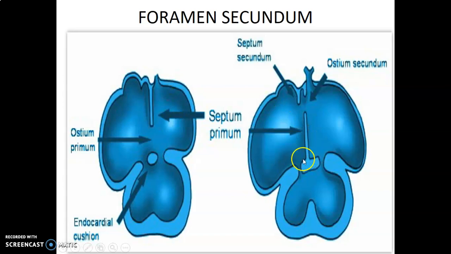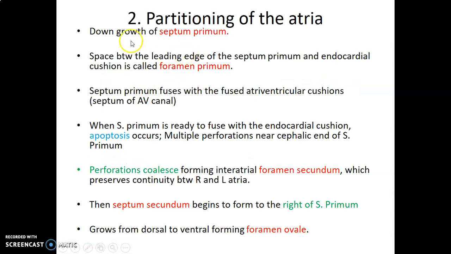Before it approximates the endocardial cushion, apoptosis starts occurring on the upper portion to form an ostium or foramen secundum, a secondary ostium. And the secondary ostium will be guarded by a septum secundum, a secondary septum that develops on the right side of this foramen that is forming. So there's a downgrowth, which is septum primum, the primary septum, and the space between the leading edge of the septum primum and the endocardial cushion will form a foramen primum or ostium primum.